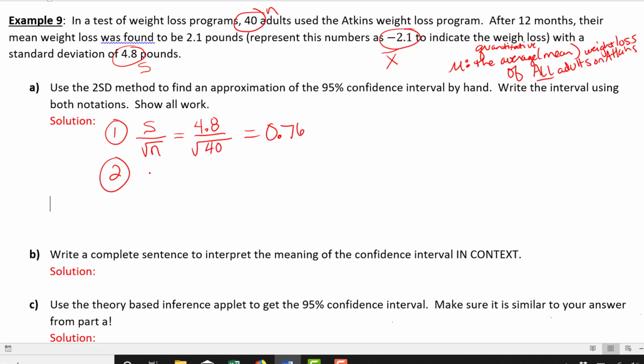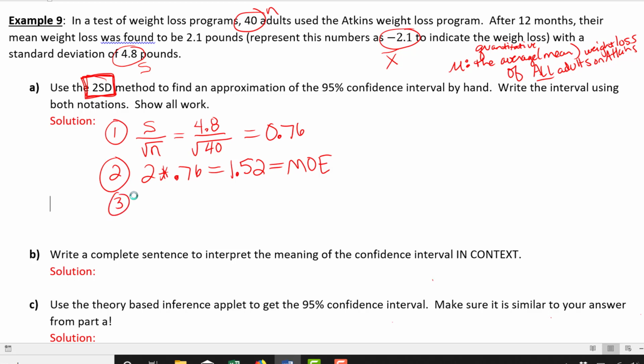Step 2, we multiply that value by 2. Remember, it's called the 2SD method because we're taking 2 times the standard deviation. So 2 times the 0.76, and you'll get 1.52. Remember, what you're finding here when you take 2 times that standard error estimate, this is the margin of error estimate for our confidence interval.